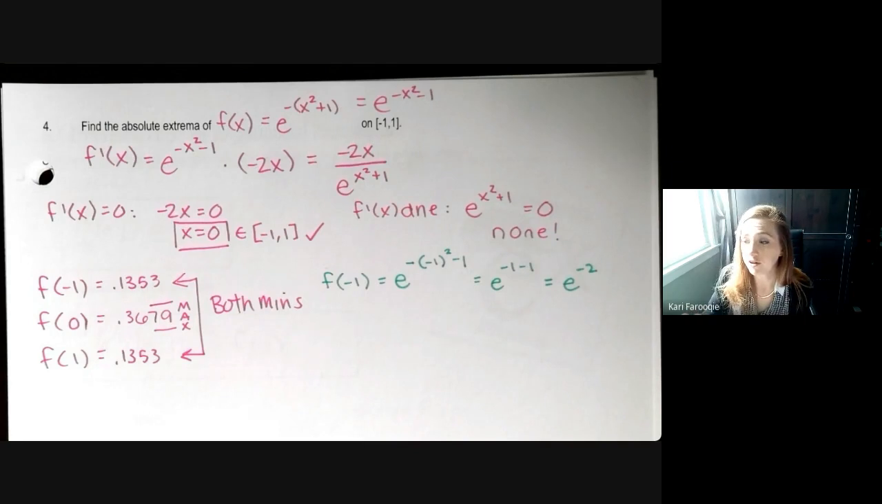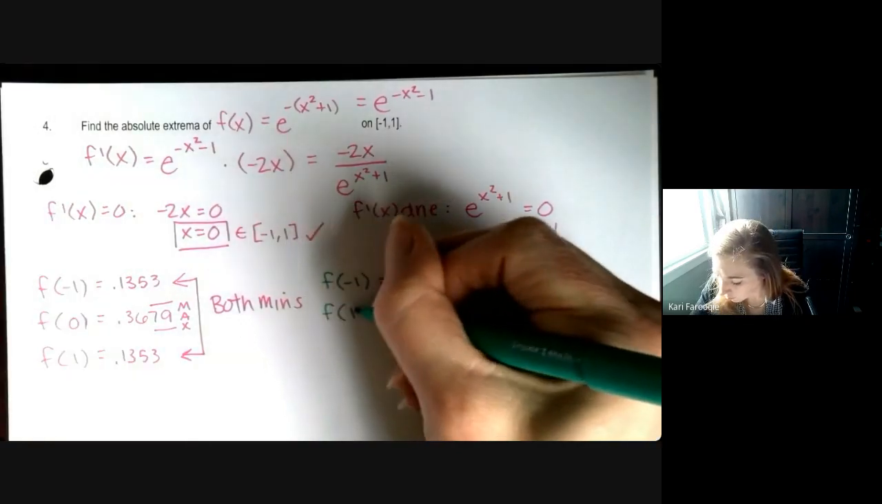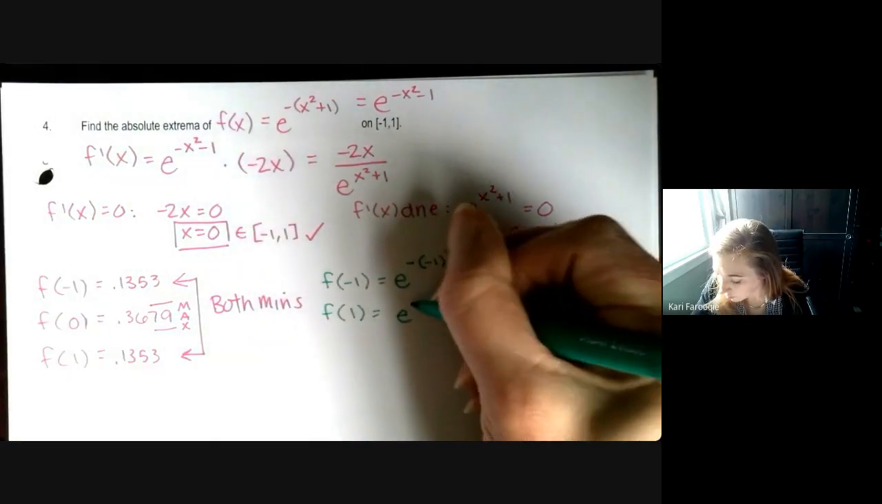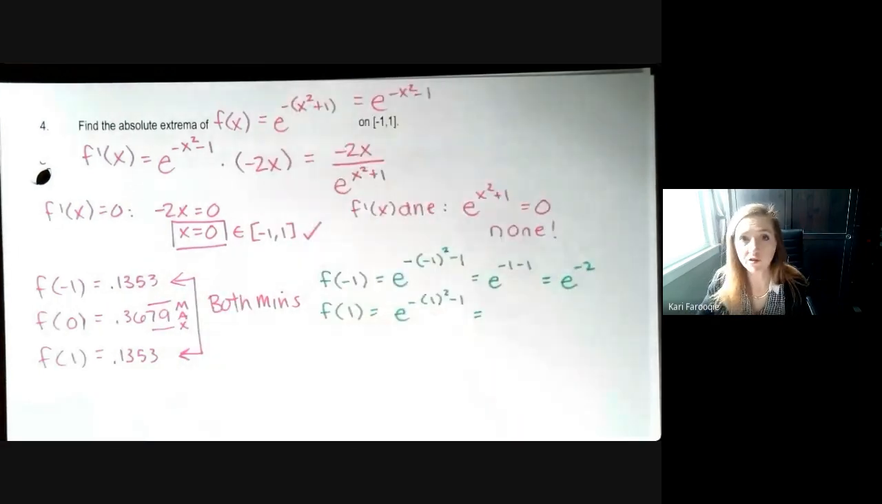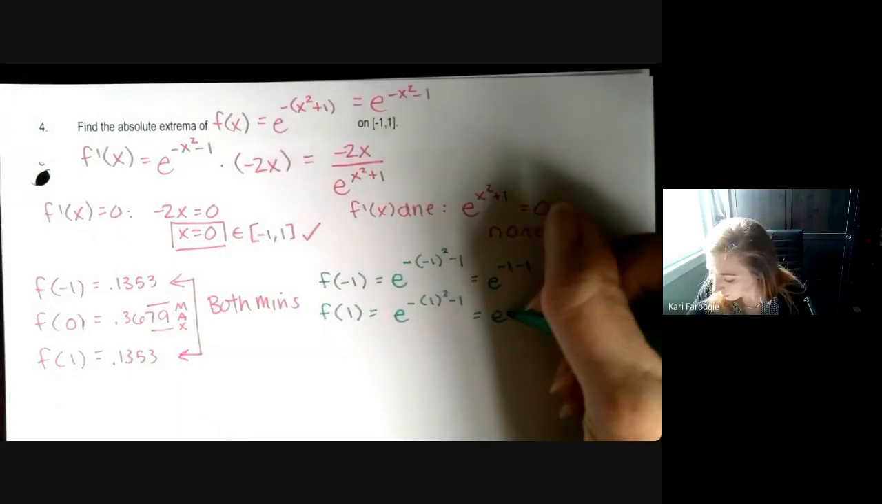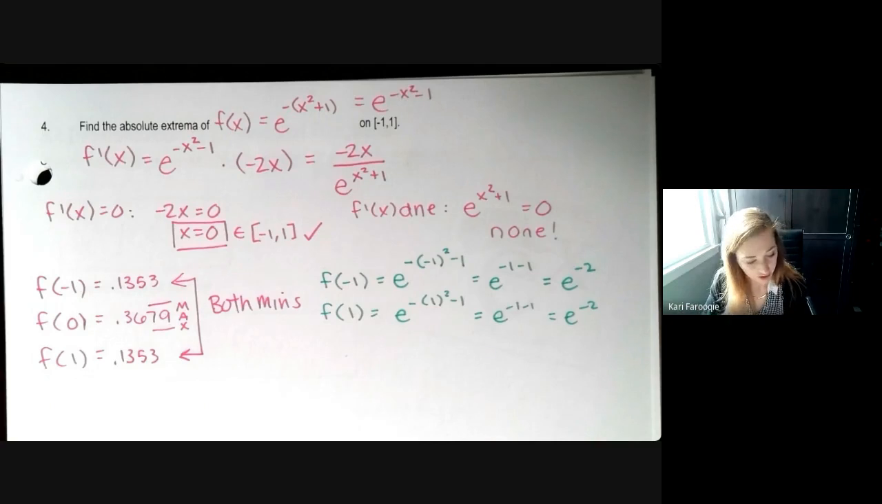Now, you're going to see the same thing happening for f of 1, because we already saw in the calculator that they have the same value, but I'm going to switch my order here. Notice the reason why that happens is because -1 squared and 1 squared both give you the same value. So you're still going to end up with e to the -2nd. So we have that.